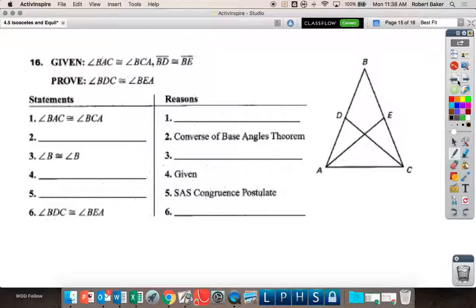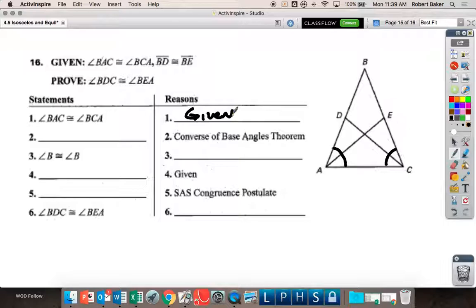Angle BAC and angle BCA are congruent. So BAC, that's this angle right here, and angle BCA are congruent. Why are those two angles congruent? Side BD is congruent. So hold on.